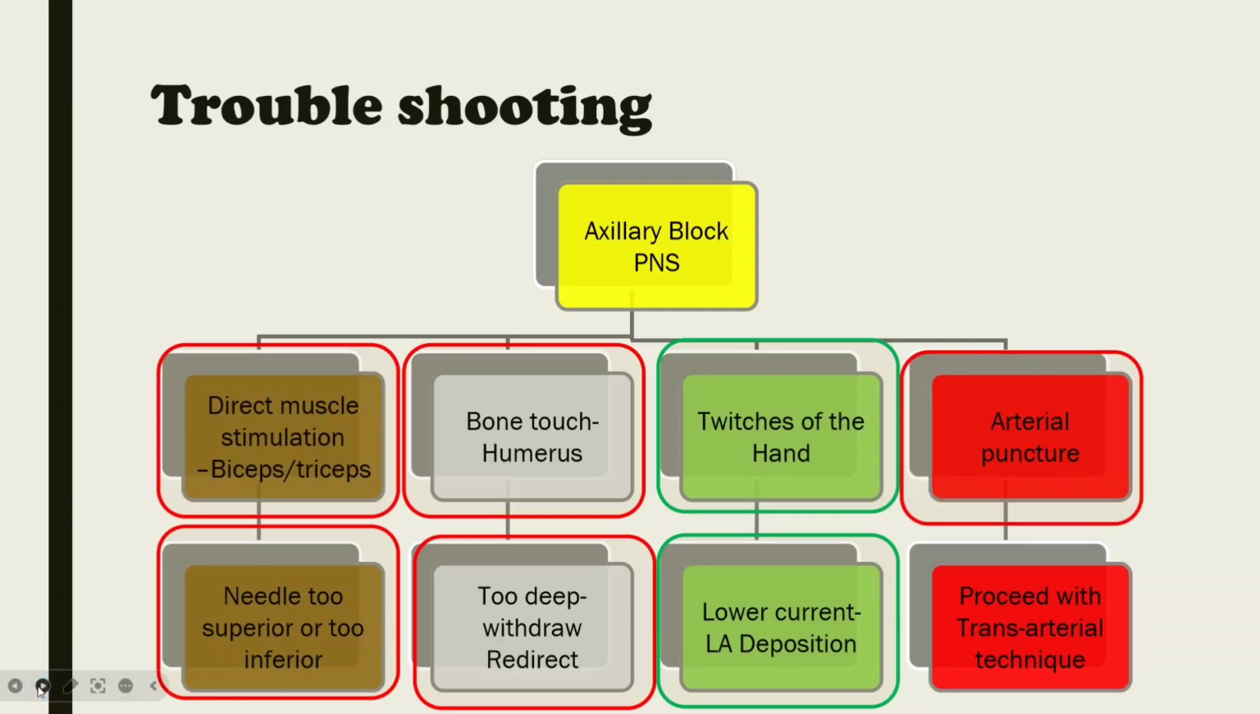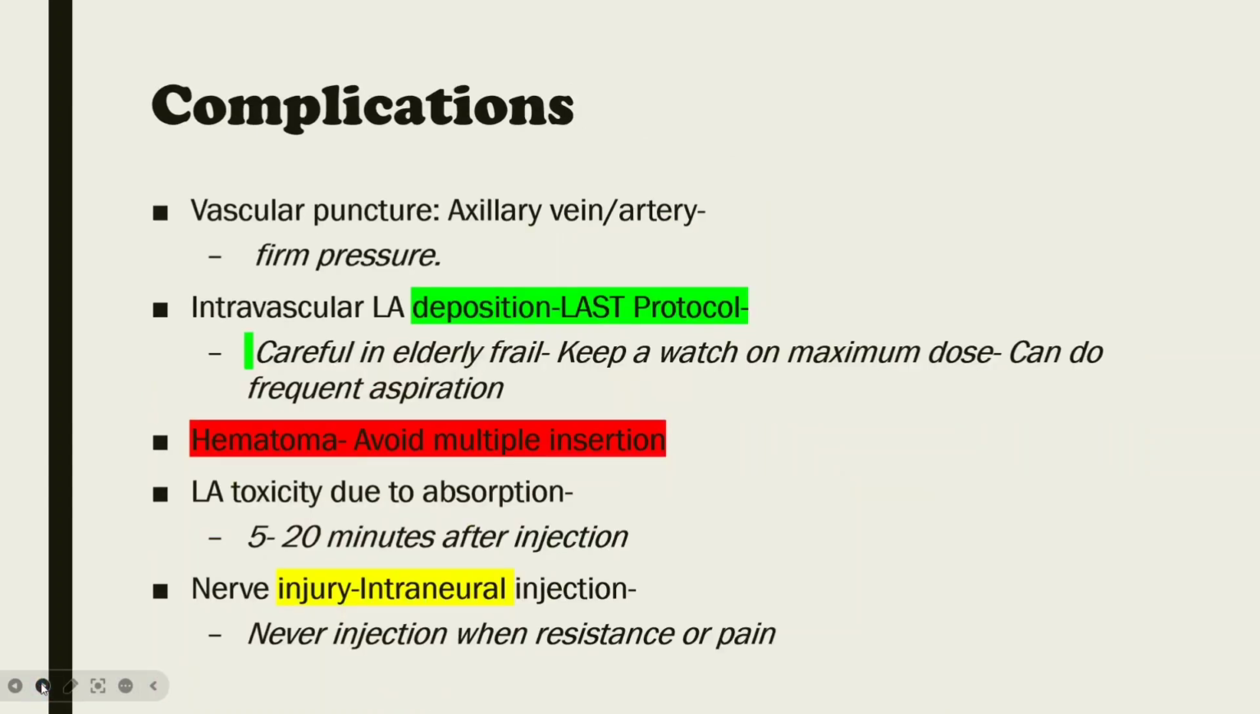If you are getting arterial punctures, then it's better to go for the transarterial technique. That means you deposit half of the drug posterior to the artery, then come back and deposit the rest anterior to the artery. Any procedure is not free of complications; certain complications are always possible. That might be vascular puncture, since the axillary vein and artery are there, so you may apply firm pressure.